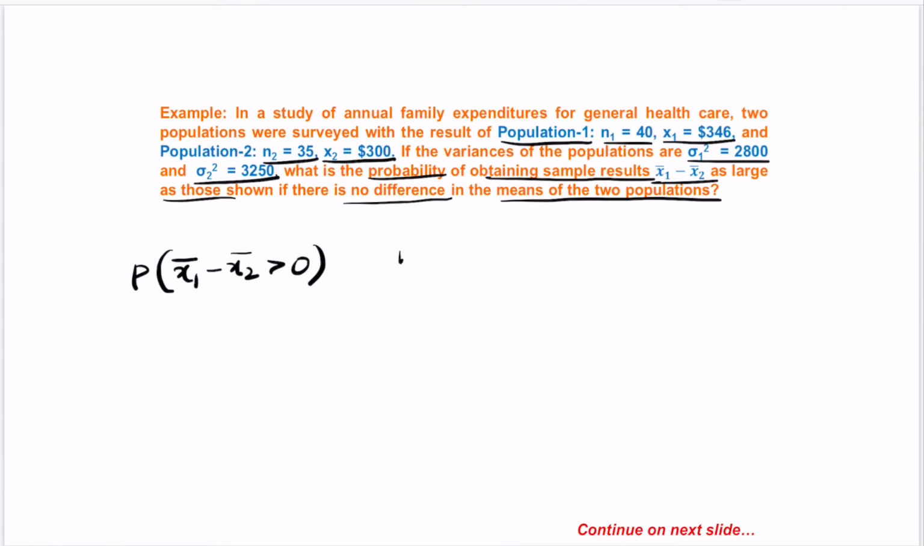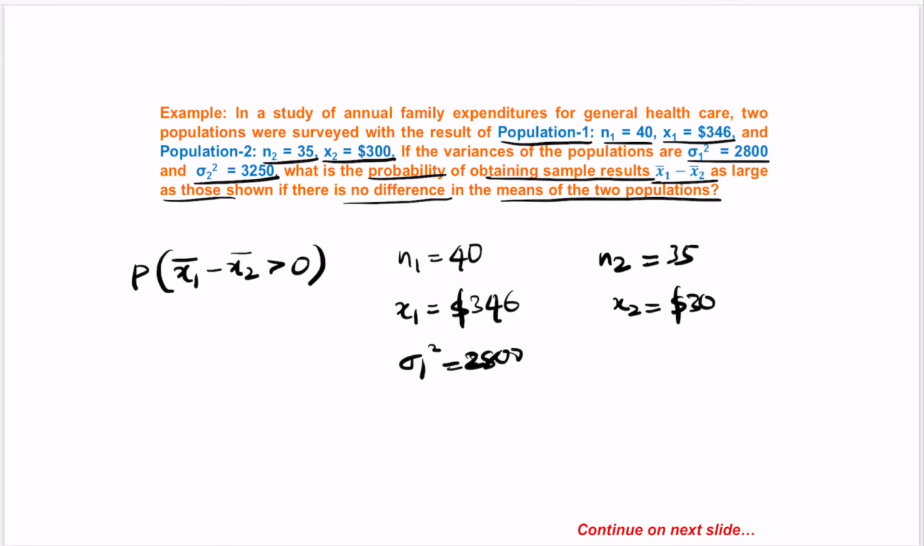So what are the values given here? Let me write down the values. n1 equals 40, x1 bar equals $346, sigma 1 squared equals 2800, n2 equals 35, x2 bar equals $300, and sigma 2 squared equals 3250. So remember, why did we write this? They are asking what is the probability of obtaining the sample result x1 bar minus x2 bar as large as. Whenever you see as large as, remember that there is no difference at all. No difference meaning that the difference between the means of the two populations is 0.